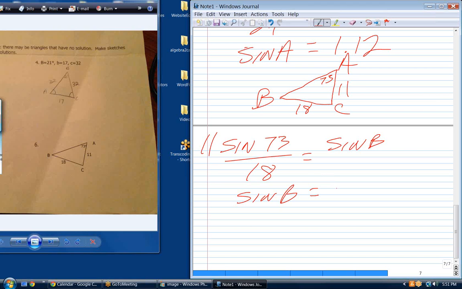$10.5. Whoa. It's not that. What's the sine of 73? The only reason I know it's not that is because I know this is a number less than 1. One second. So if you do it in 2 steps, take the sine of 73 and multiply it by 11 divided by 18.